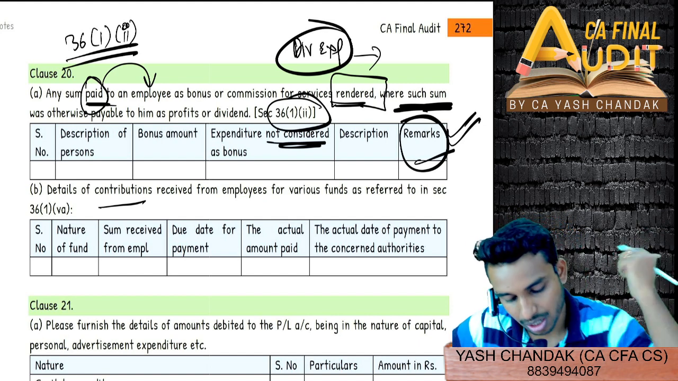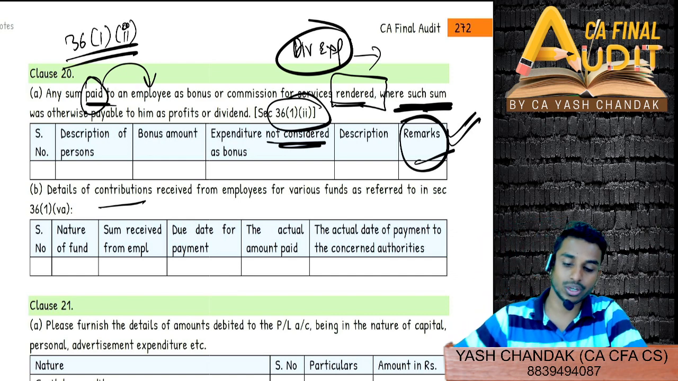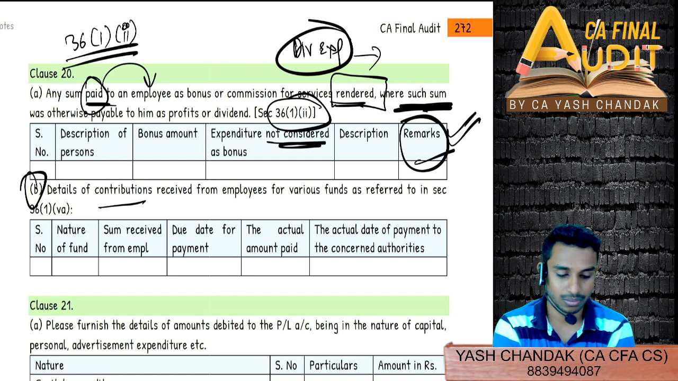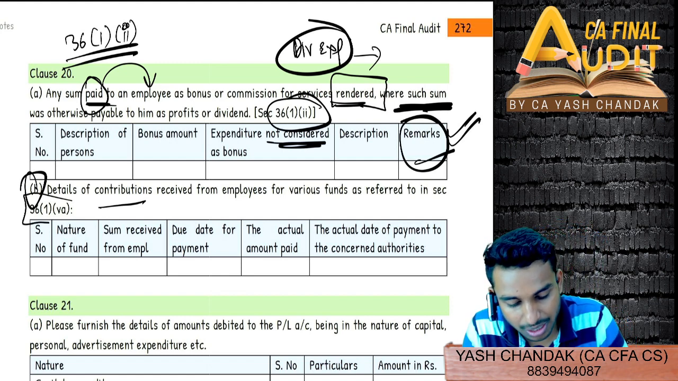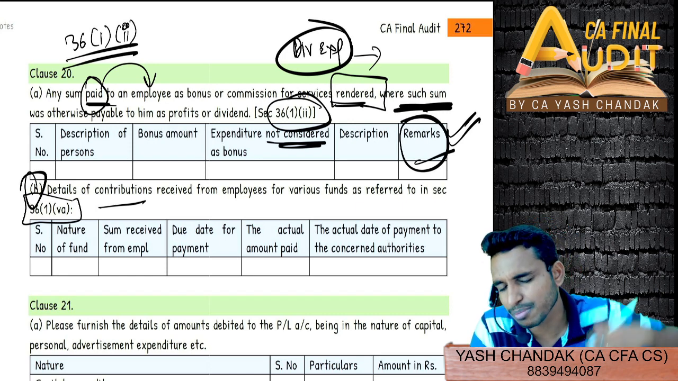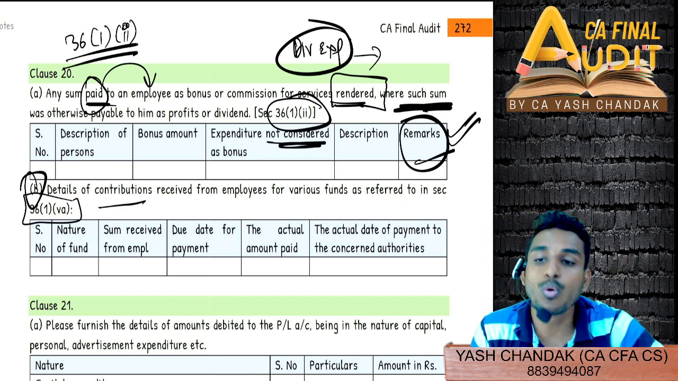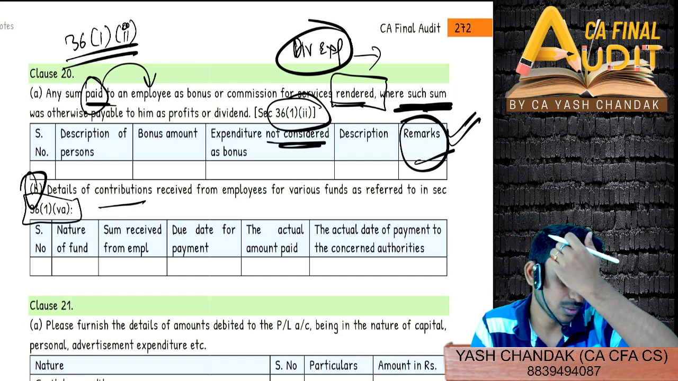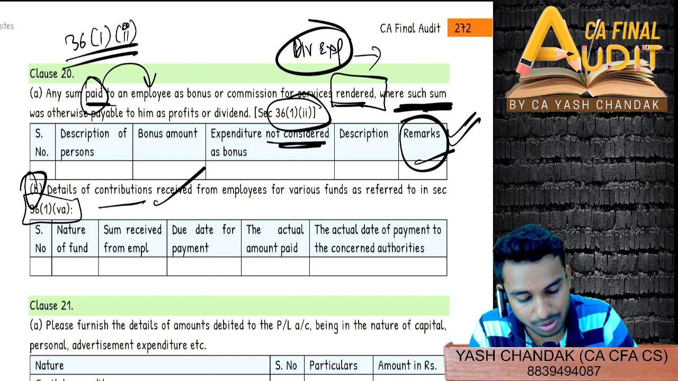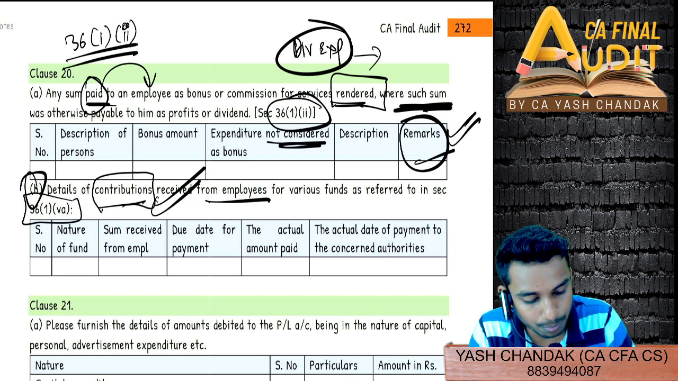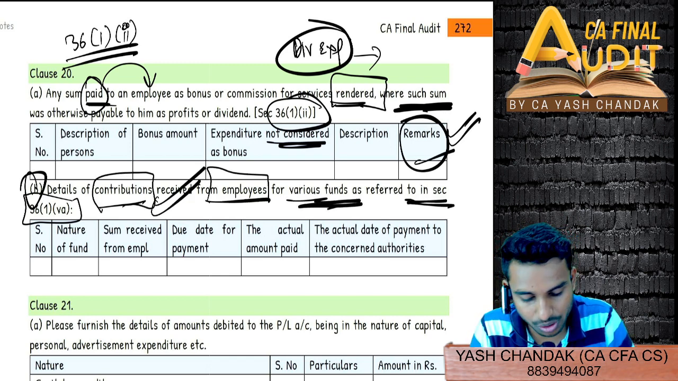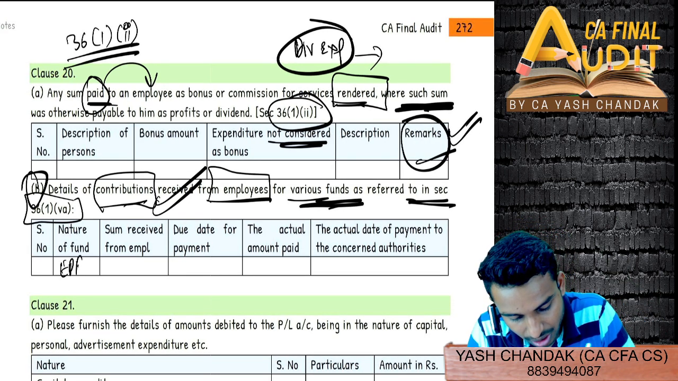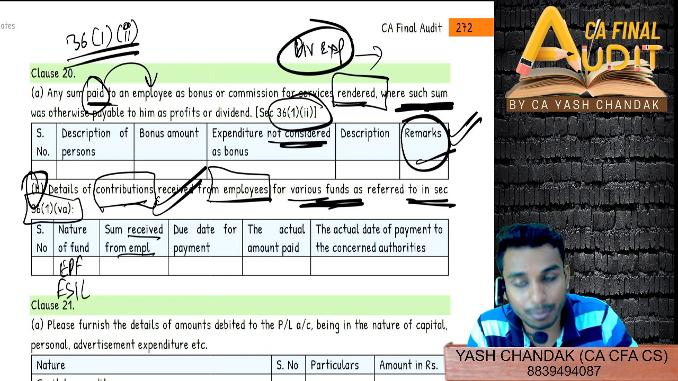Clear. Yes, sir. Now last, clause 20 subclause B, which is EPF ESIC contribution. Now EPF ESIC contribution, section 36 subsection 1 clause 5A, again allows you to take deduction provided you are paying within the due date. On payment basis, these are allowable expenses. So details of contribution received from employees for various funds as referred to in section 36(1)(va), you have to specifically mention the nature of funds, suppose EPF, ESIC, and the sum received from employees.